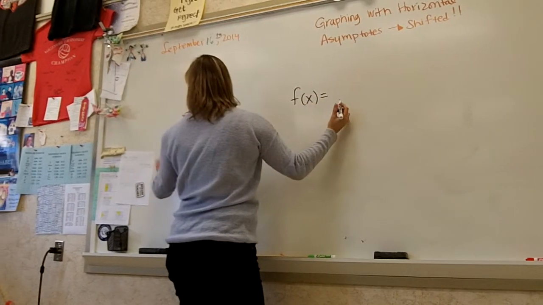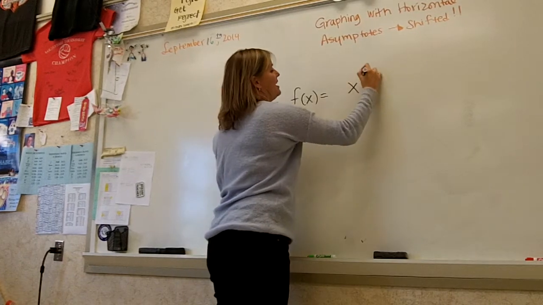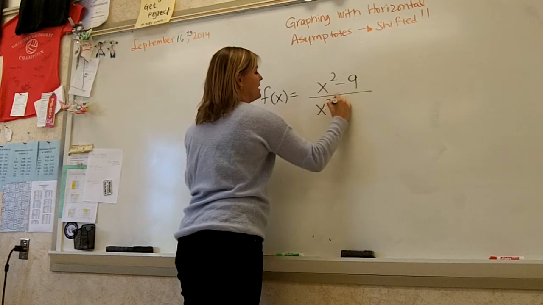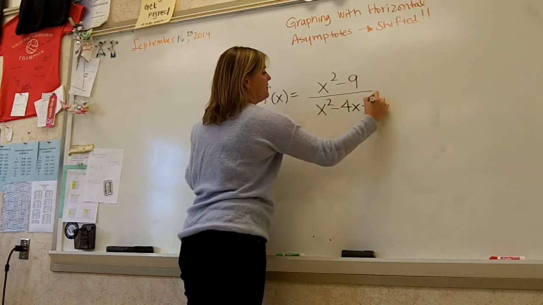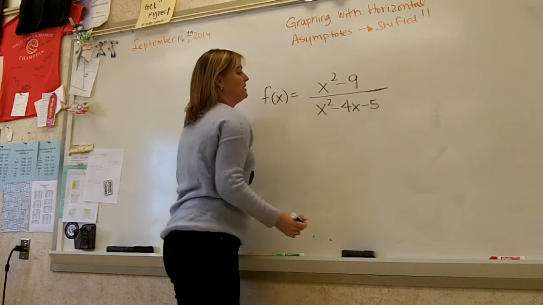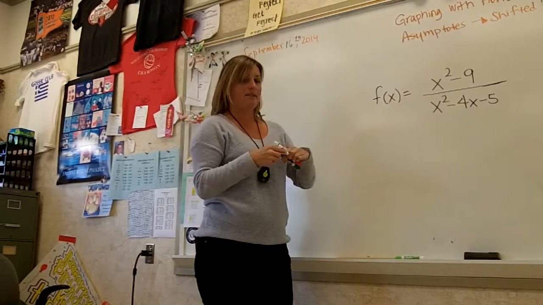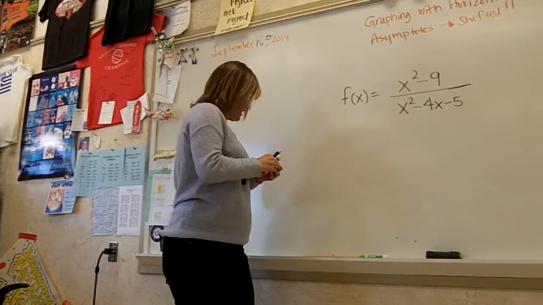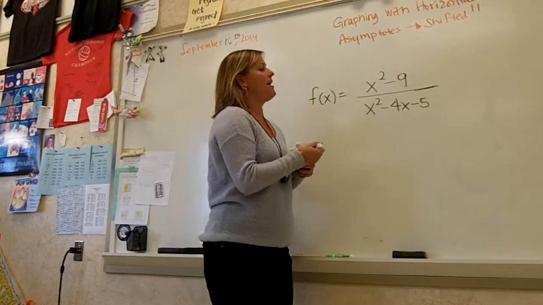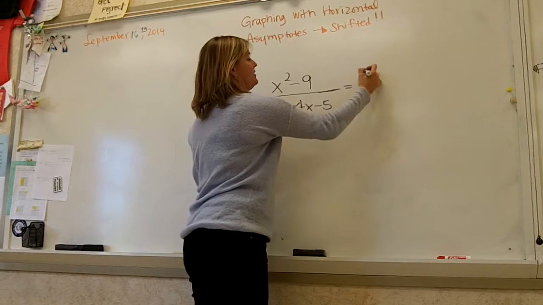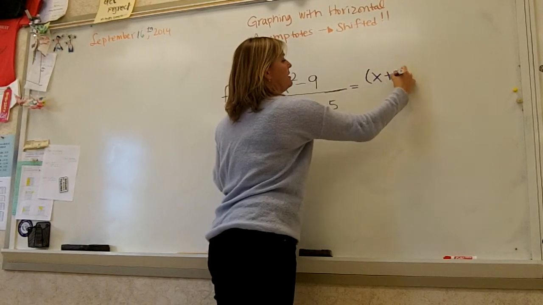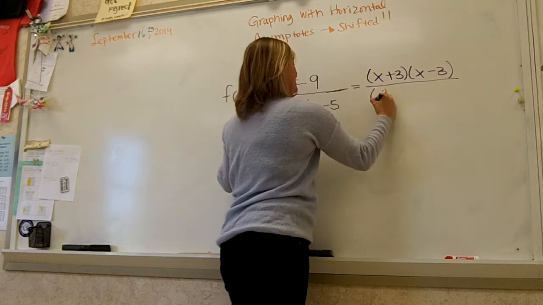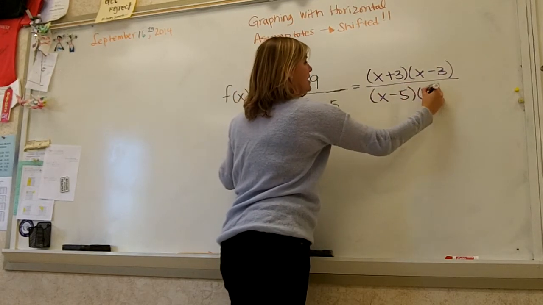Let's see. Let's do an example. Oh man, x squared minus 9 over x squared minus 4x minus 5. Well, now this one's a total bummer, because what do you have to do first? Oh yes, that's correct. You always have to factor these problems first if they're not already factored for you. So the top is going to be x plus 3 times x minus 3, and then the bottom is going to be x minus 5 times x plus 1.